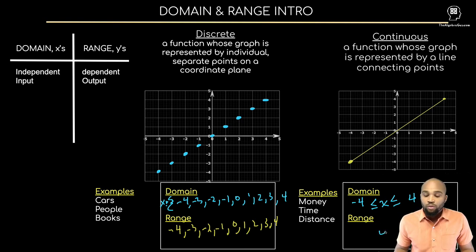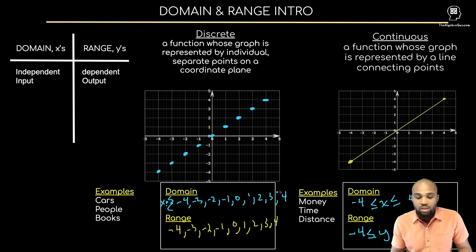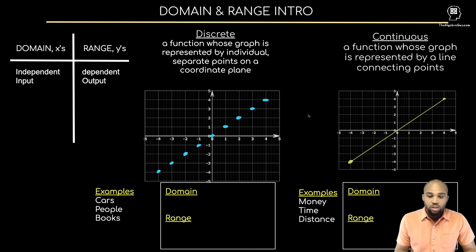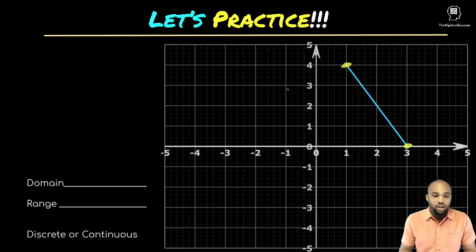Same thing for your range. We can have the highest is 4, the lowest is -4. So I'm going to put my lowest on the left, my highest on the right, and I'm going to say the same thing. It can be greater than or equal to -4, less than or equal to 4. So that's how it's written differently because it's continuous or discrete. So let's do some practice problems to see if we got this. See if you can solve this on your paper. What's the domain, range, and is it discrete or continuous?